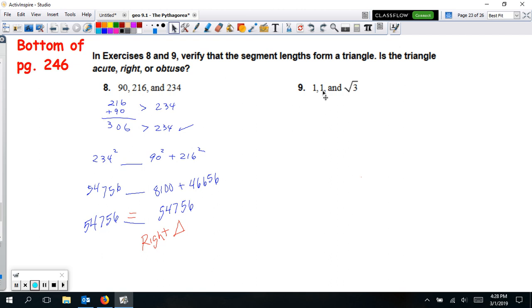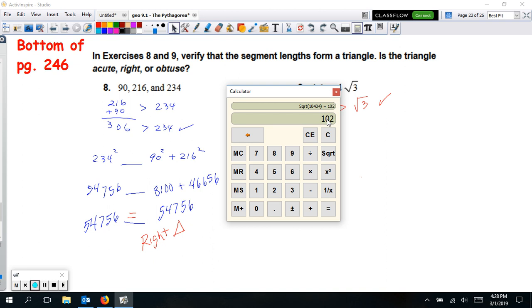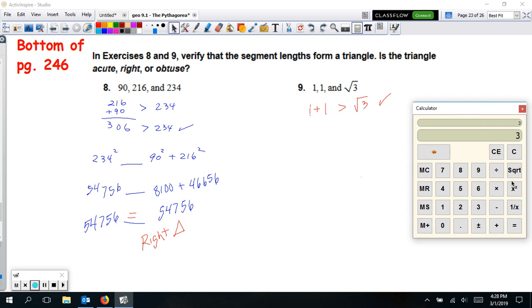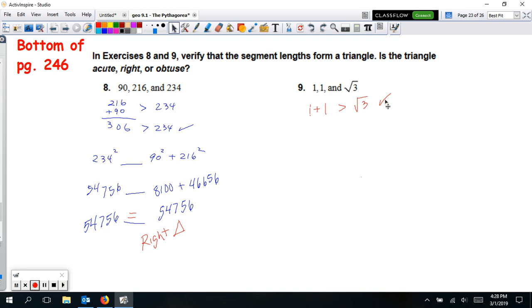And number 9 would do the same thing, 1 plus 1 here. So 1 plus 1 has to be greater than the square root of 3, which it is. You can go ahead and check that with a calculator real quick. The square root of 3 is 1.73. So yes, 2 is greater than 1.73. So that is true. This is a legitimate triangle.